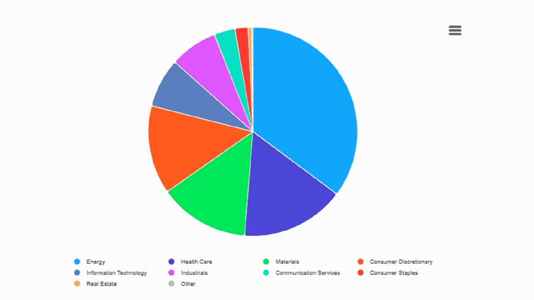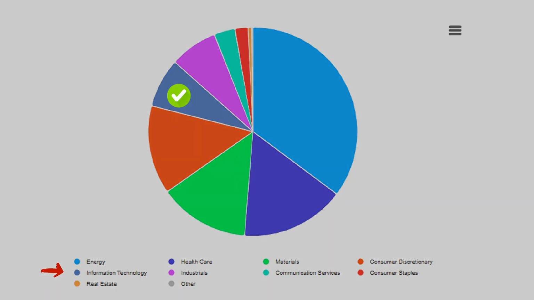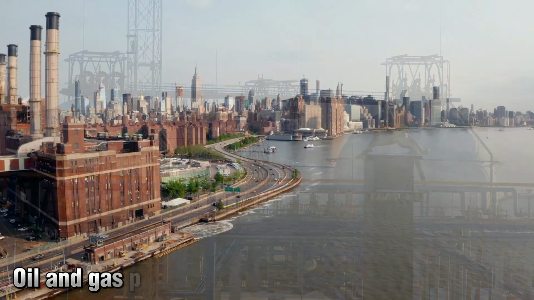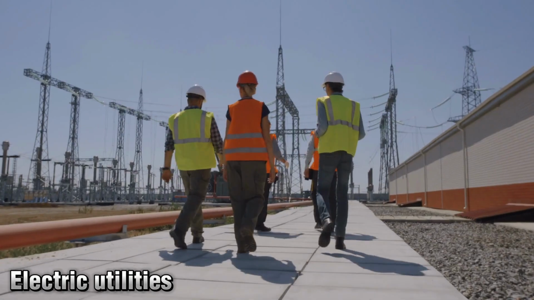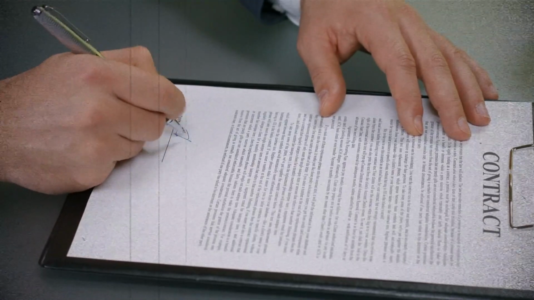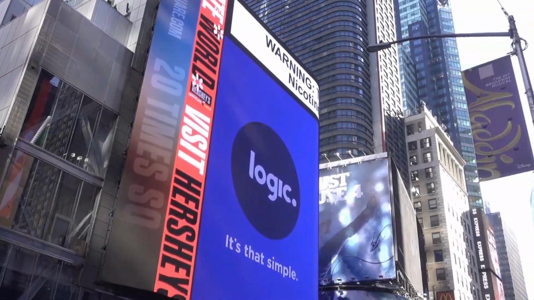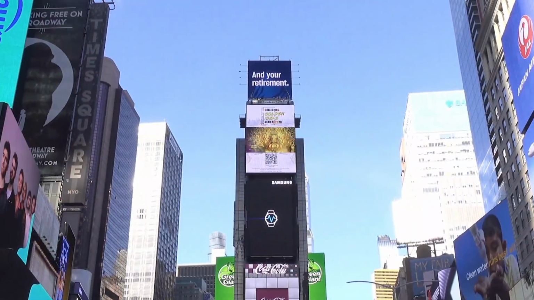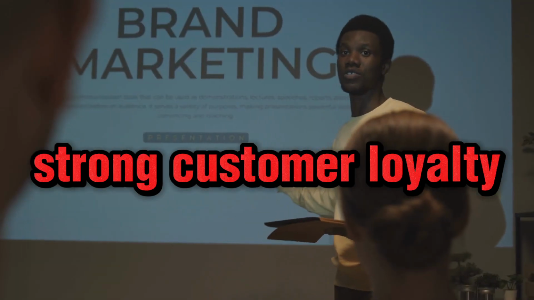Interestingly, sectors with the highest free cash flow typically include energy and utility, consumer goods, healthcare, and technology. Energy and utility companies, like oil and gas producers or electric utilities, often have stable demand and long-term contracts. Large consumer goods companies with popular brands can maintain pricing power and strong customer loyalty.